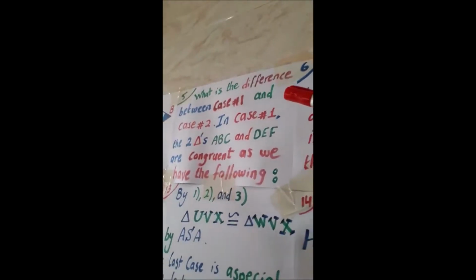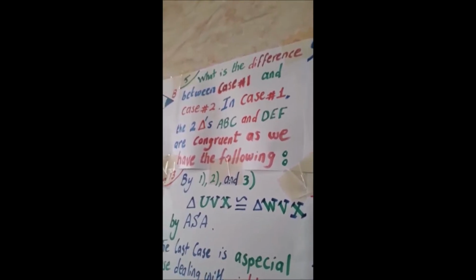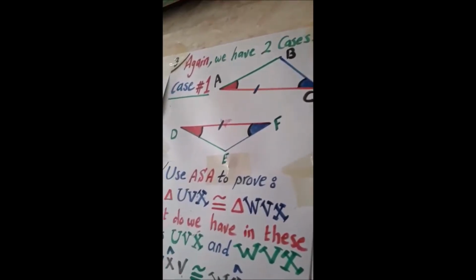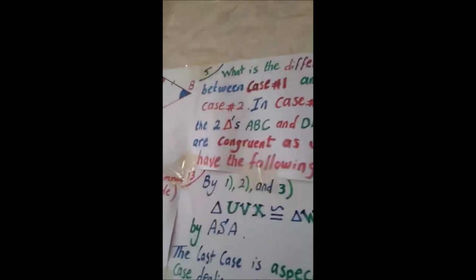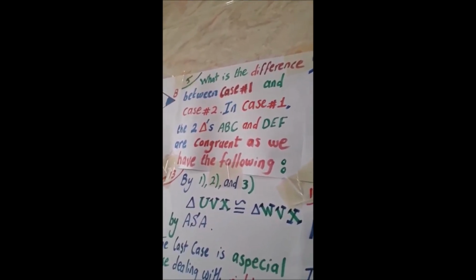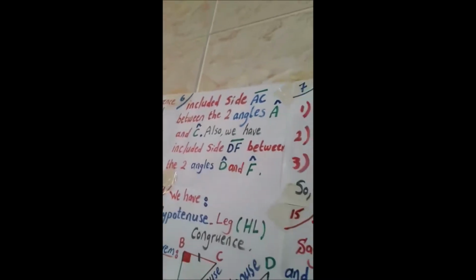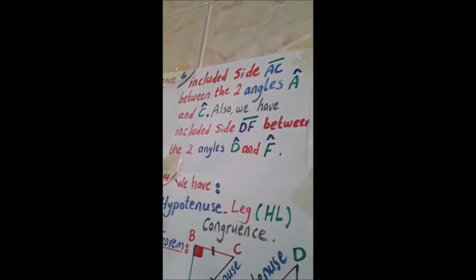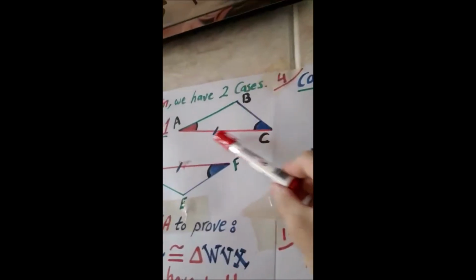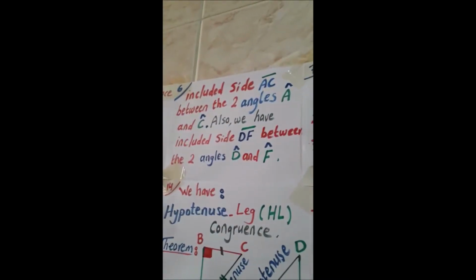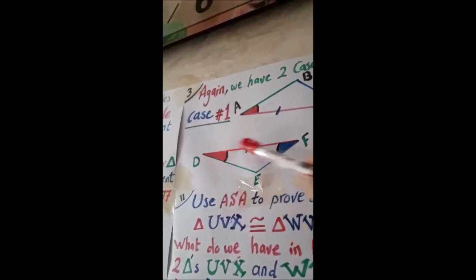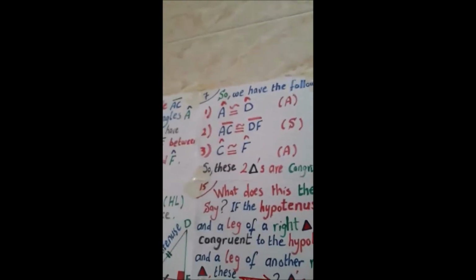So what is the difference between case 1 and case 2? In case 1, everything was okay. The two triangles ABC and DEF were excellent. Nothing was wrong. So these two triangles ABC and DEF are congruent, as we have the included side AC between the two angles A and C. Also, we have the included side DF between the two angles D and F. So we have the following for case number 1.